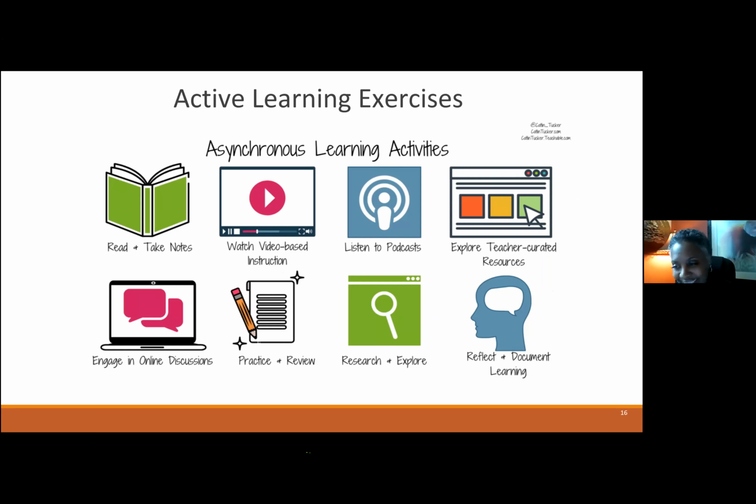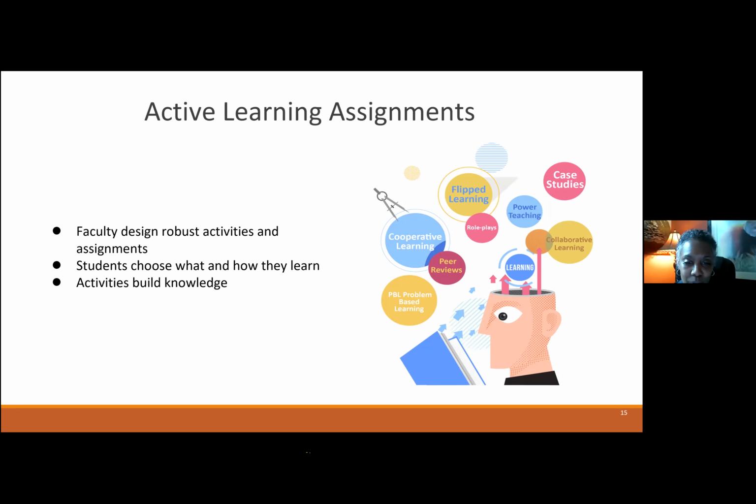No worries. When we're talking about active learning assignments, there are several benefits of active learning. Faculty get to design robust activities, students get to decide when and how they learn, and the activities help the students build on their knowledge. So I want to spend a little time here talking about these items.